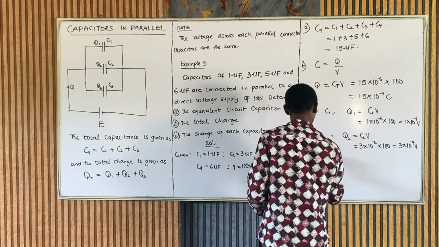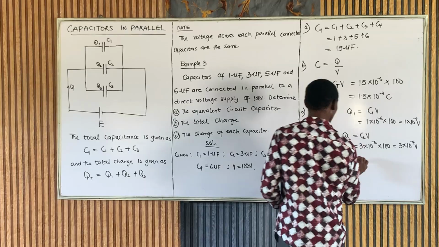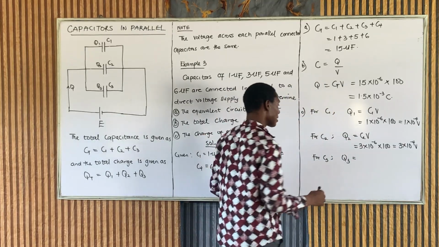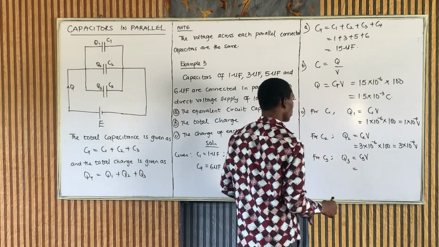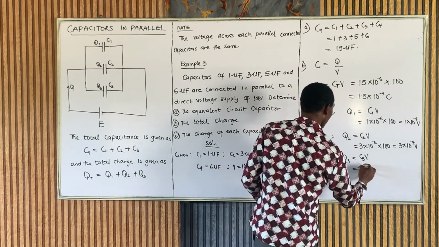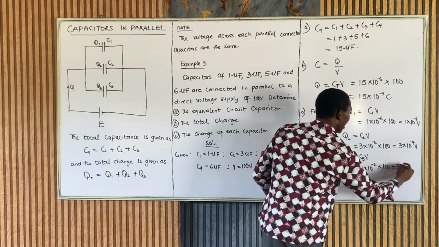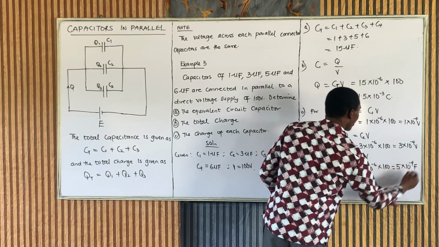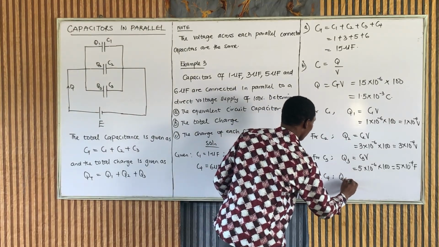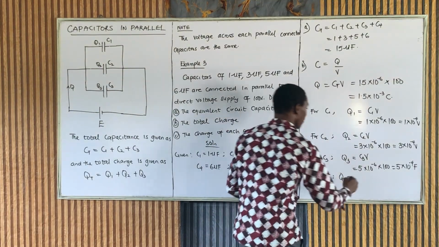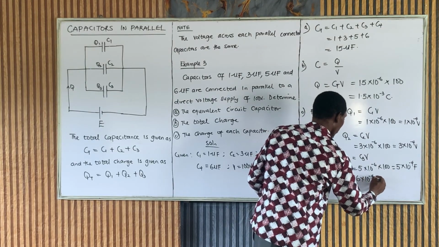For C3, we have it that Q3 would be given as C3 times V, which would also be, our C3 is 5 times 10 raised to the power minus 6 times 100. And this will be 5 times 10 raised to the power minus 4 coulomb. Again, for C4, the fourth capacitor, we have Q4. So Q4 is the charge on that capacitor, and that's given as 6 times 10 raised to the power minus 6 times 100.